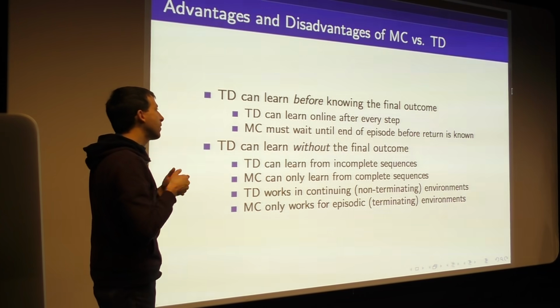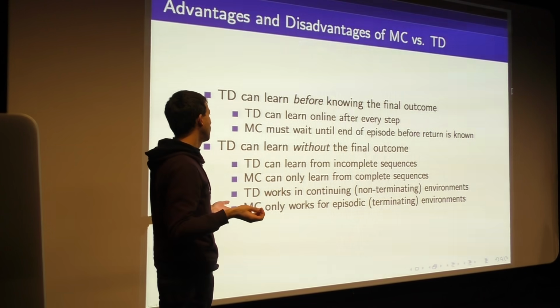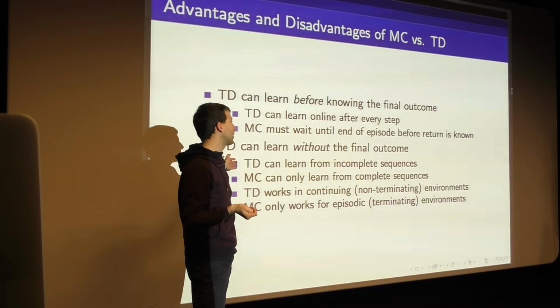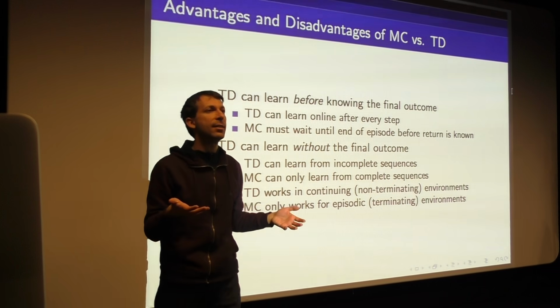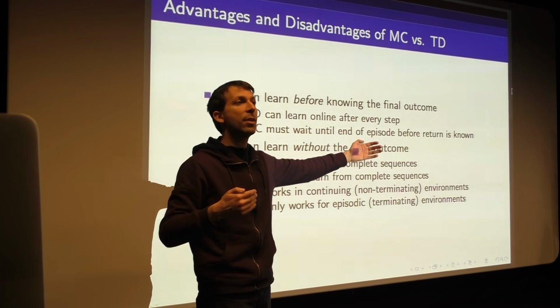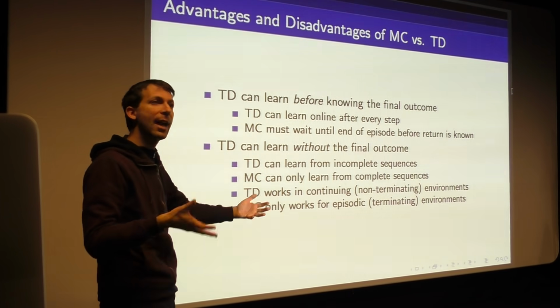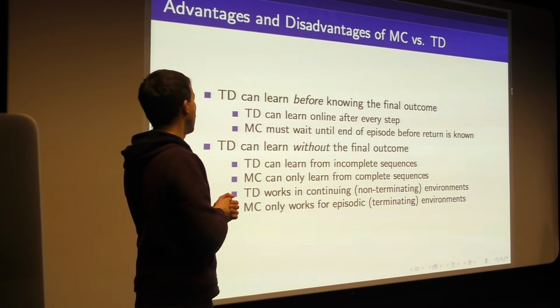And one advantage of this is that TD can learn in situations where you never see the final outcome. So what if you get incomplete sequences? What if you're learning in some situation where you just don't get to observe the return at the end of the episode? We'll see this later when we do off-policy learning. This really happens a lot in many cases.